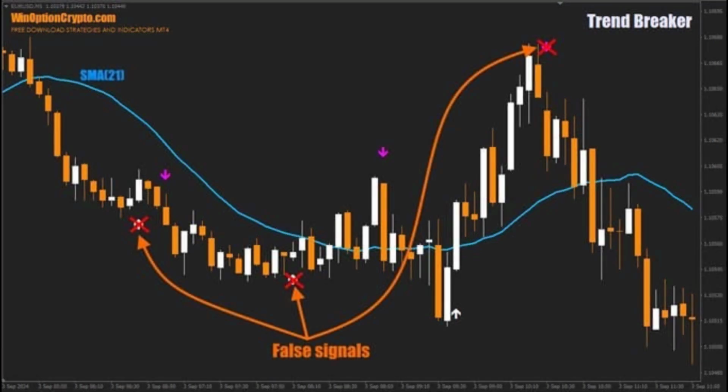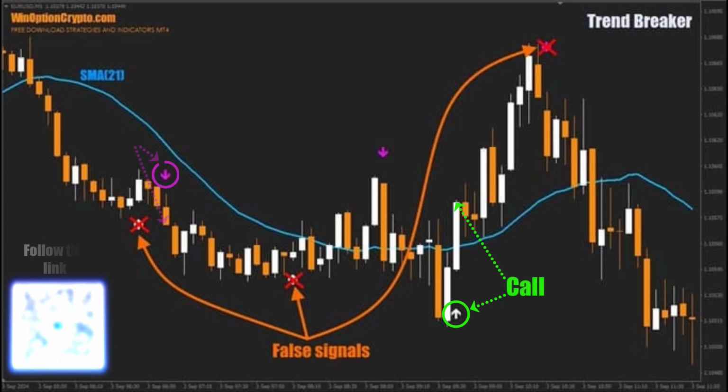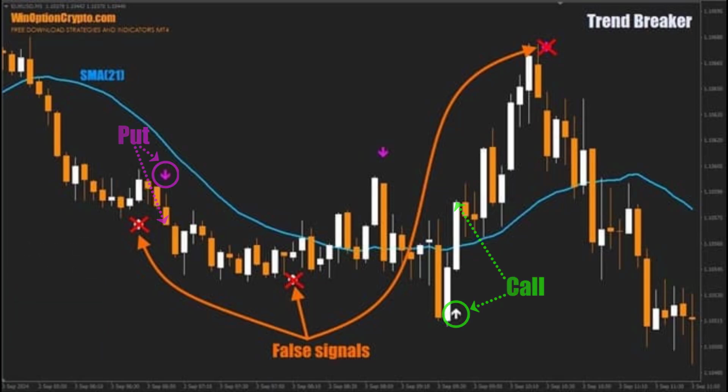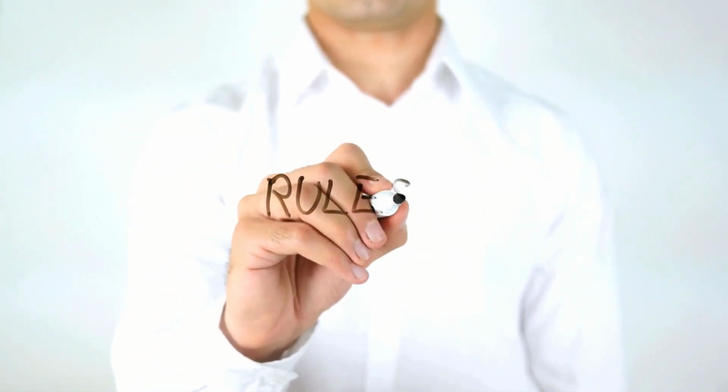As you can see on the screen, by following a simple rule, we buy a call option at the close of the signal candle where an arrow appeared above the SMA 21, and we buy a put option at the close of the signal candle below this simple moving average. As you can see, it was possible to filter out 3 false signals. Now, let's consider the rules for trading binary options using this strategy.